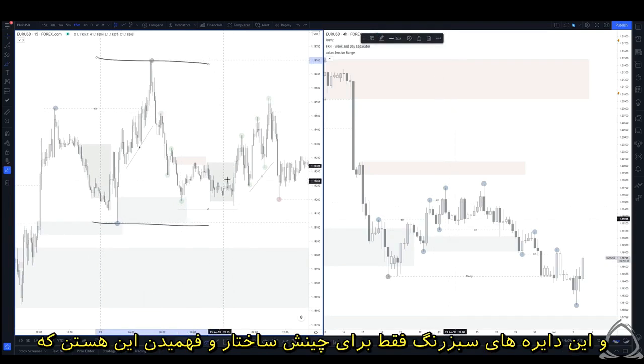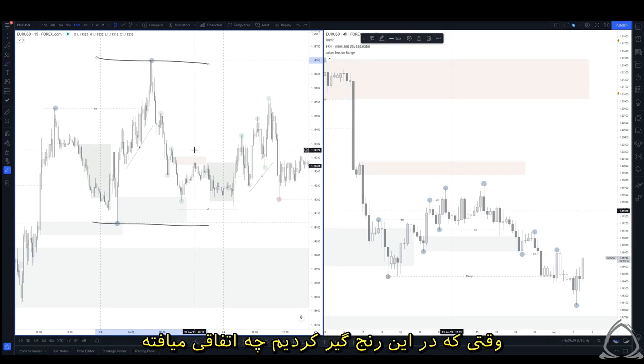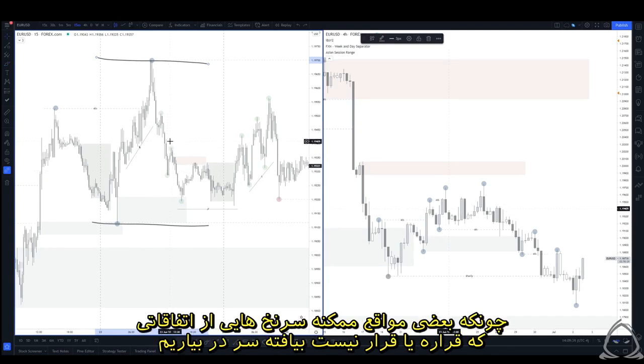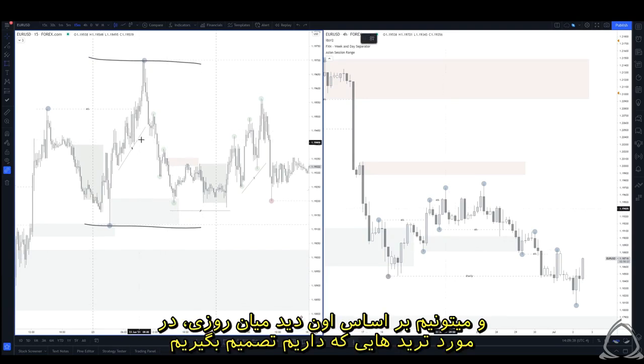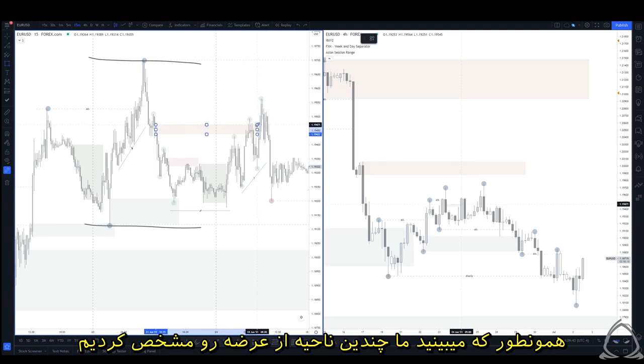And what I have here with these green circles is substructure, just mapping out and understanding what's happening while we're stuck within that range, because often we can start to get a good indication of what may or may not be happening, and we can start to make trading decisions based on that from an intraday perspective. And as you can see, we have a few different zones mapped out. We have a supply zone, we have a supply zone.